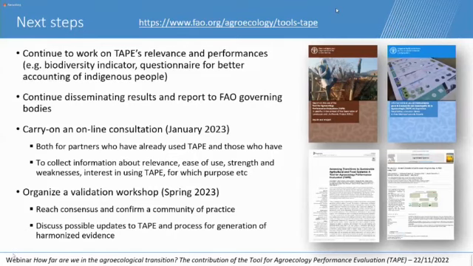So just a few points on what are next steps. First, we want to continue working on the relevance of TAPE and how it performs in different contexts and for different types of views. You've seen the work we're conducting on the biodiversity indicator. We're also working a lot on the contextualization of questionnaires. We heard from Salia the good experience we have on the pastoralist version of the questionnaire, but we're also working with the indigenous people to better account for indigenous people in TAPE questionnaires.